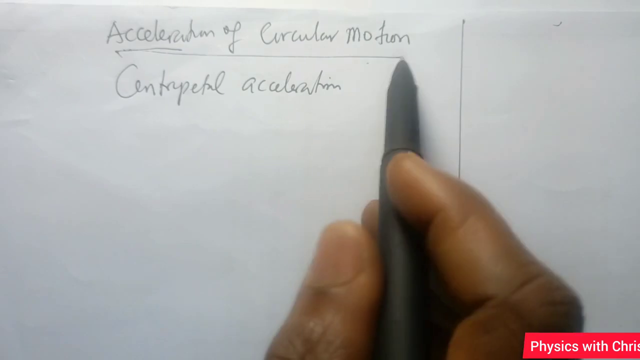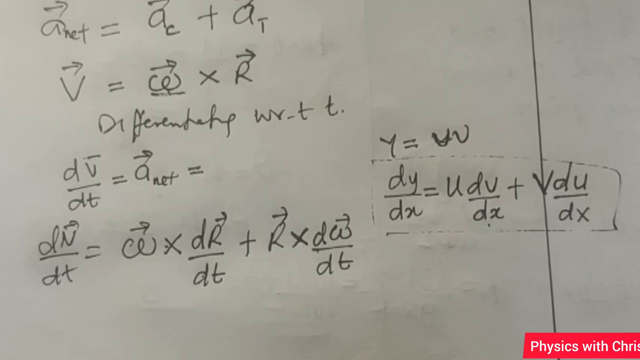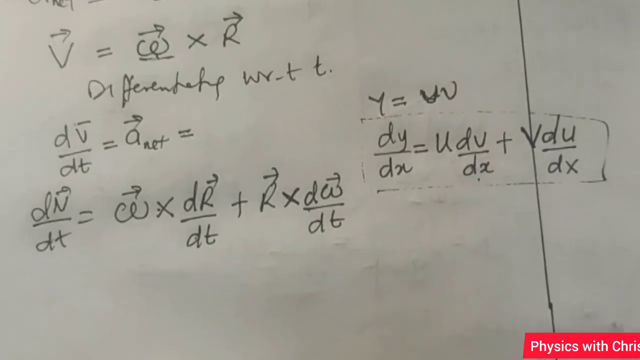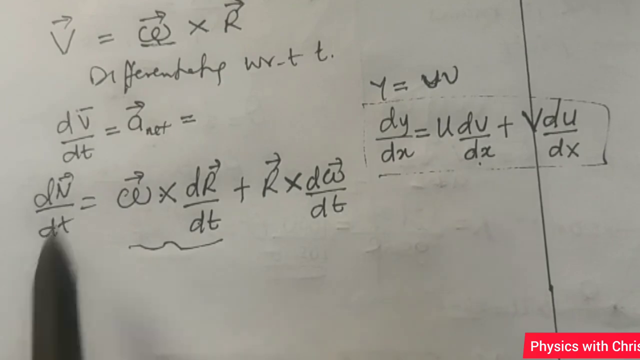Now, this is the second part of this video talking about the acceleration of a body in circular motion. And the first video started by talking about acceleration of a body in simple harmonic motion. That it has two different accelerations. We call them the centripetal acceleration.